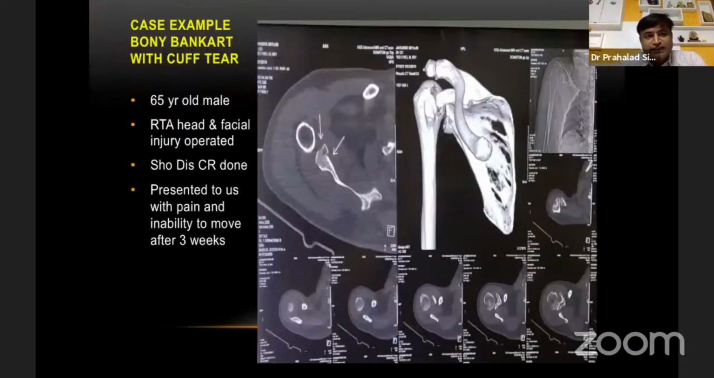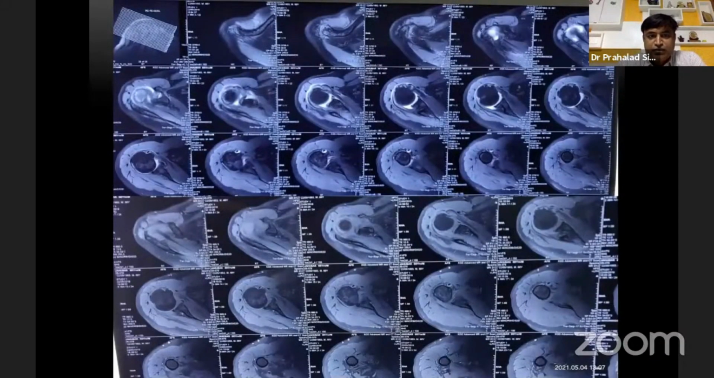This is another 65-year-old gentleman who again had a road traffic accident and head injury, and he presented to us after 3 weeks, again with inability to move his arm. On evaluation, this was the CT, which showed a bony Bankart cut. So we got an MRI done, and the MRI showed that there was an associated full thickness cuff tear.